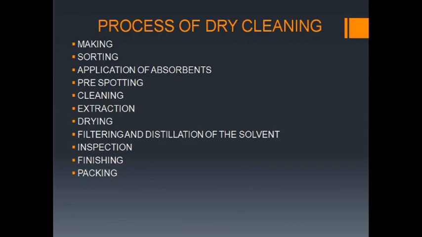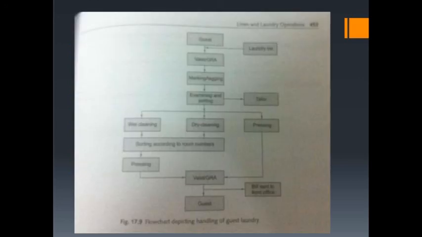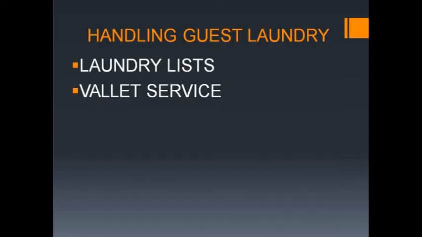Then the cleaning is done, then the proper extraction and drying is done, and then the distillation and filtration of the solvent is done. Keep in mind the inspection level in this step; it gives you the information on whether that particular dry cleaning has been done properly or not. Then a proper finish is given to the fabric by pressing, and proper packaging is done, and then it is transported to the particular areas.